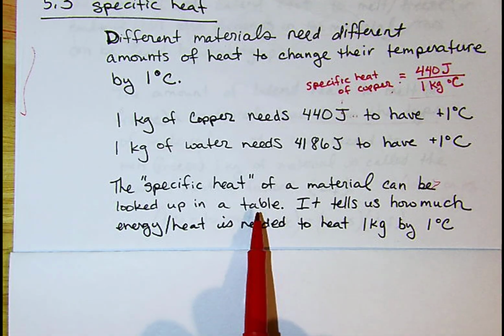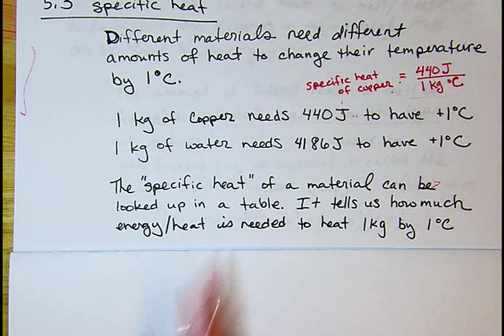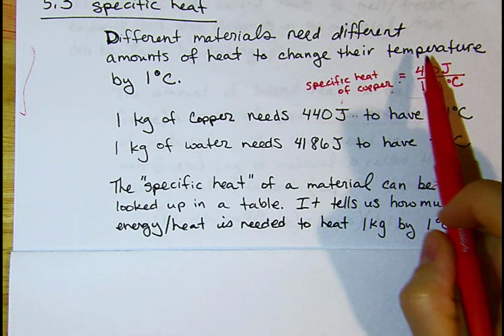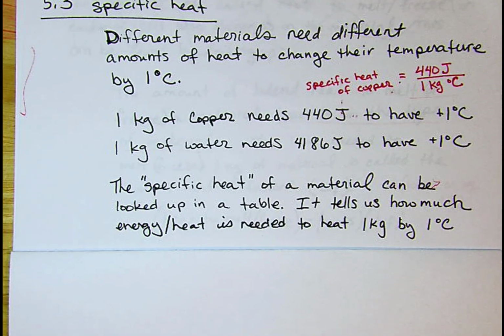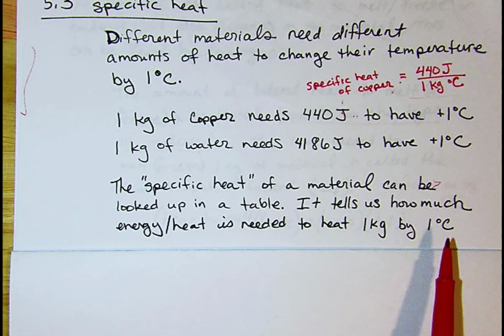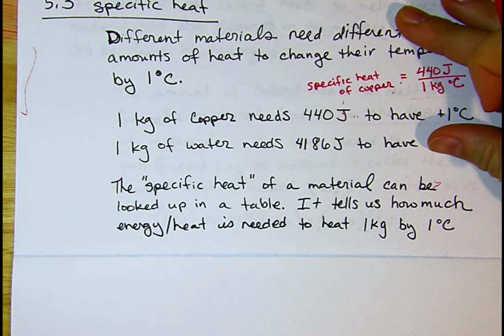So if you need the value for a certain material, you just look it up in a table. Like you can just use an online table if you like. If it's a quiz or a test or something, I would give it to you in the problem itself. But all of these values would only tell you the heat needed to raise the temperature of 1 kilogram by 1 degree Celsius. But what if you had a different mass? Or what if you wanted a different temperature change?